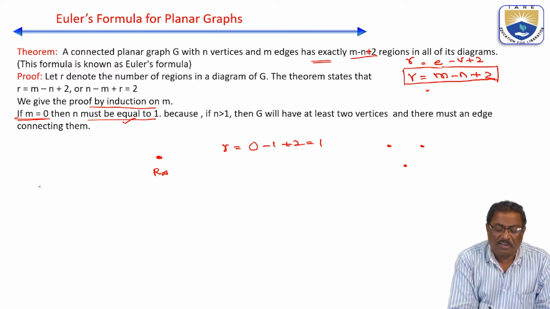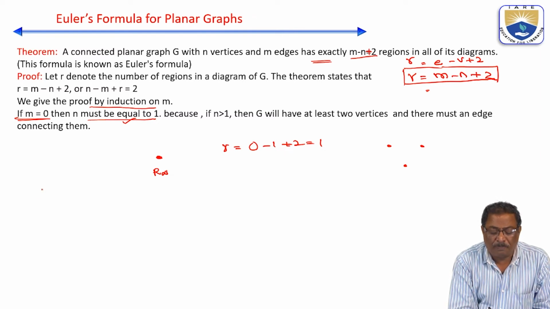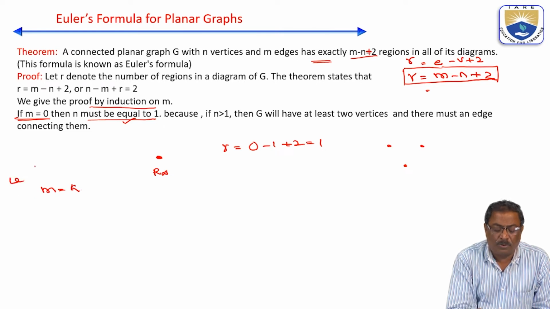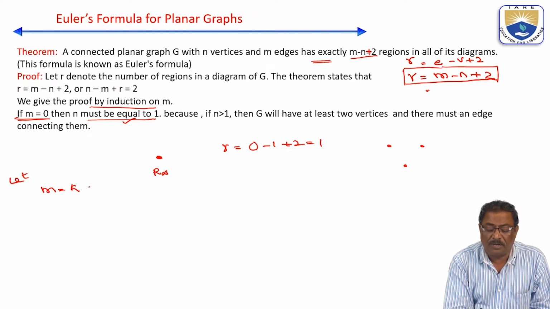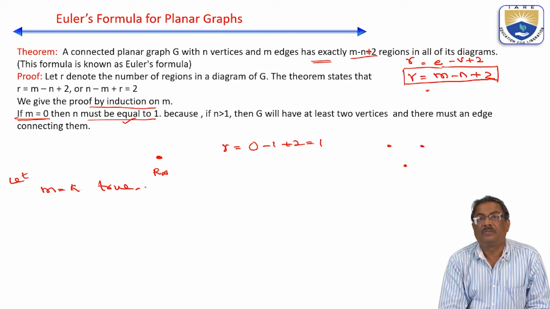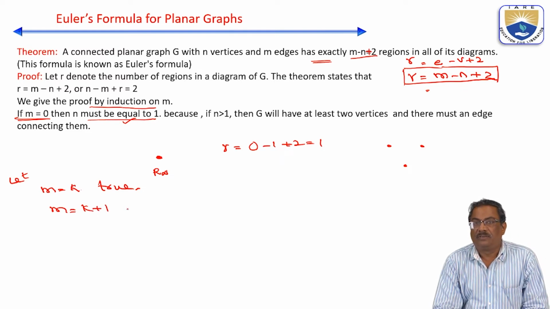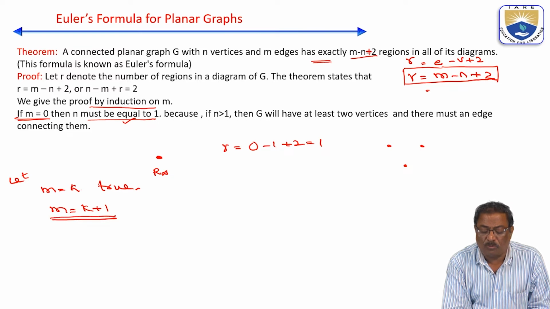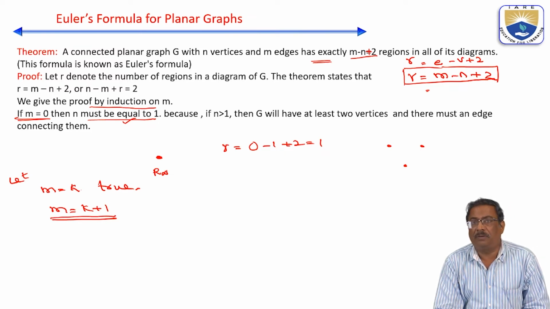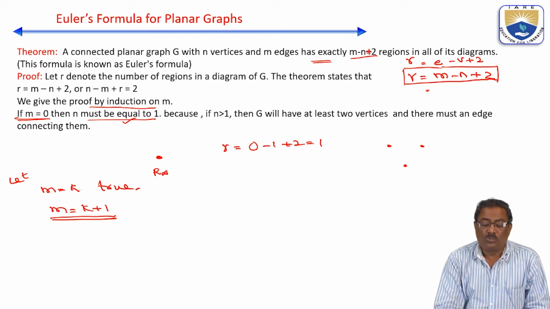Now let us assume that the theorem is true for m is equal to k. This is the assumption. Now we are going to prove that it is true for m is equal to k plus 1. If we prove this, then by mathematical induction, we can say that for all numbers of edges, the theorem is true.